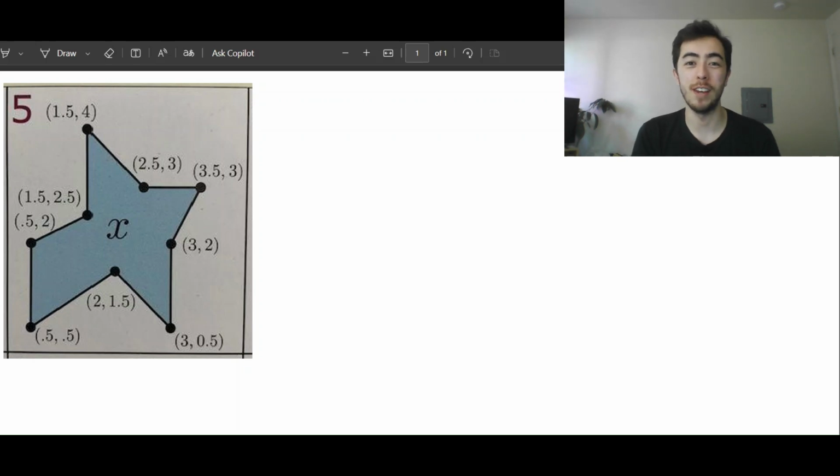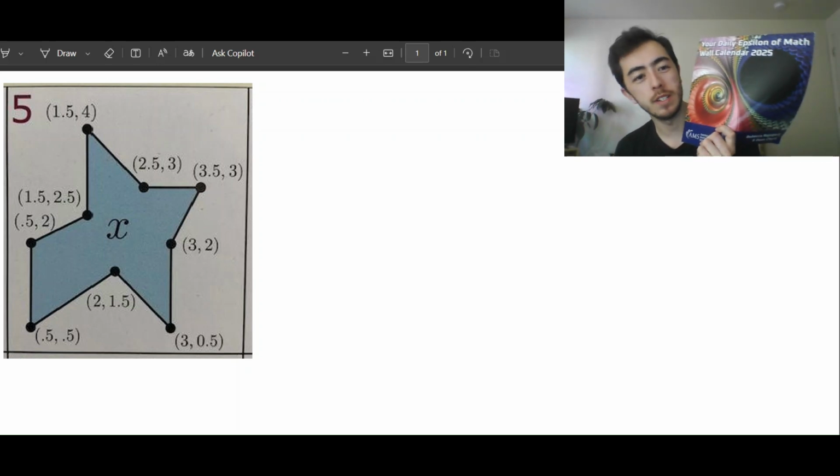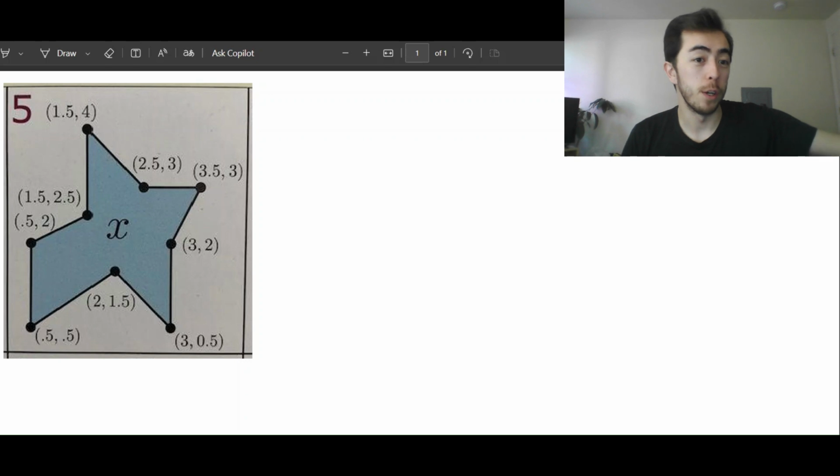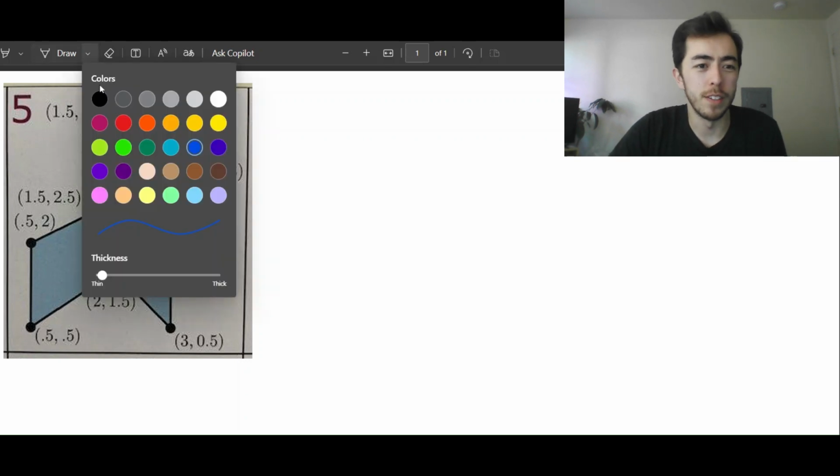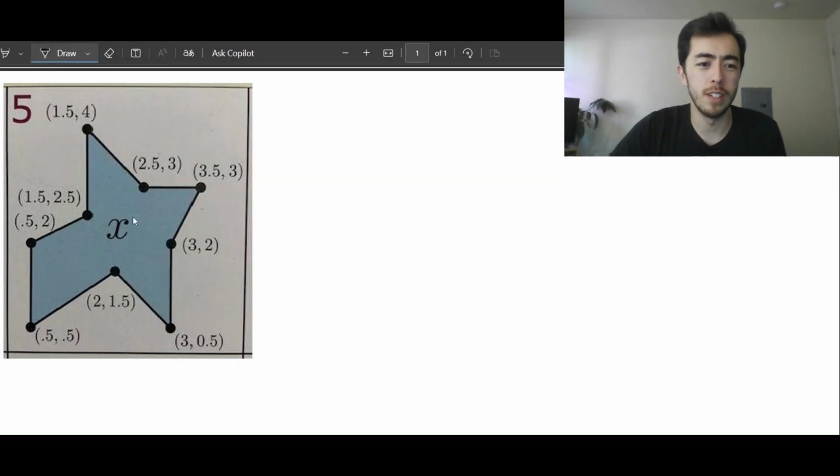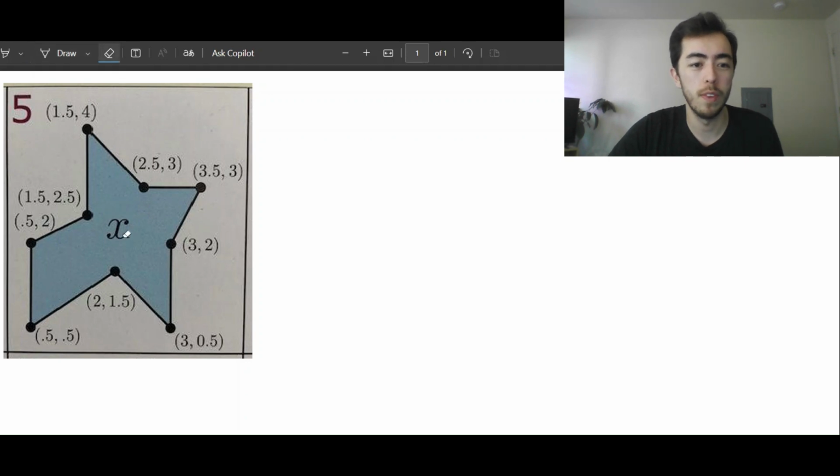It's June 5th, and we're solving problem number 156 from the Daily Epsilon calendar. We need to show why the area of this kind of strange shape is just going to be 5 today.